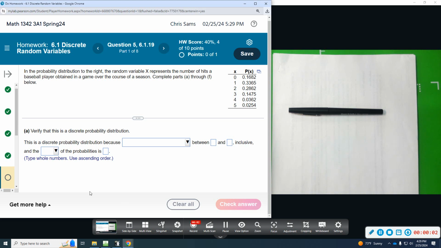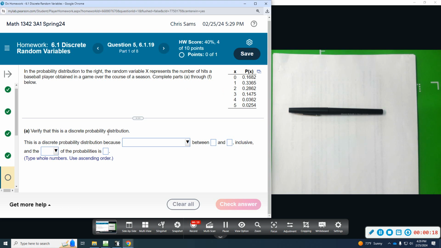All right, question number 5. We also have 8 parts here. So in the probability distribution to the right, the random variable x represents the number of hits a baseball player obtained in a game over the course of a season. We're going to complete parts A through F.